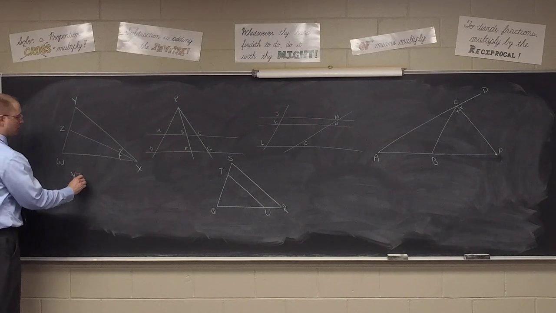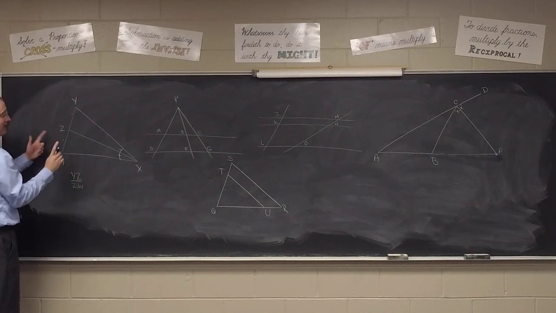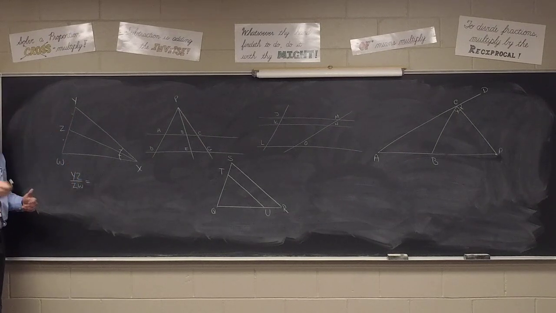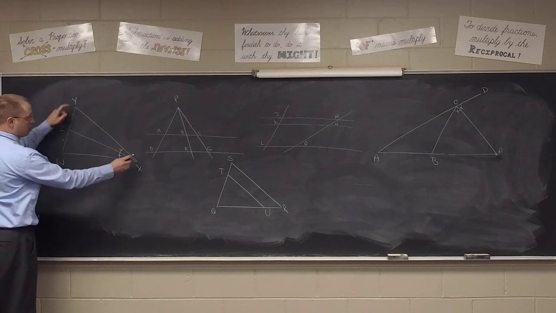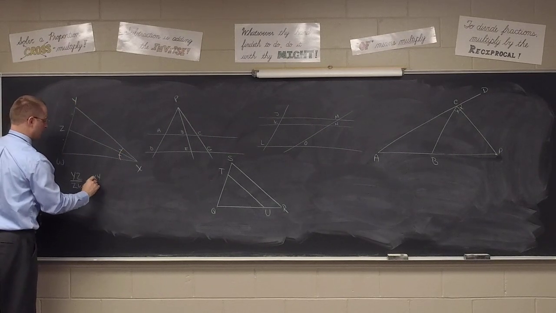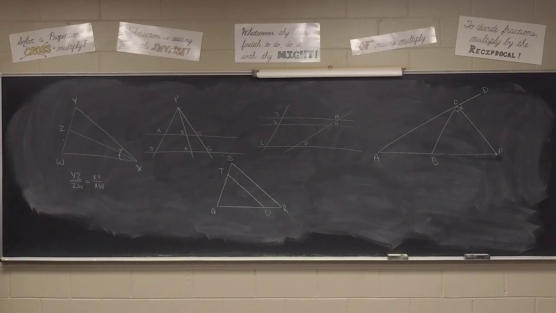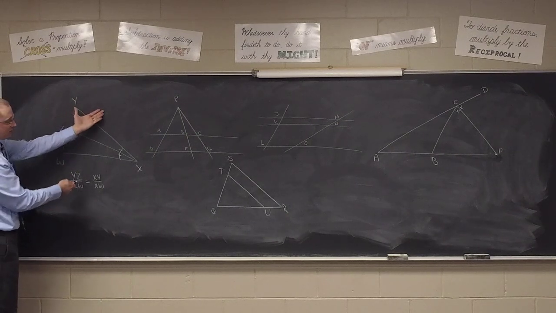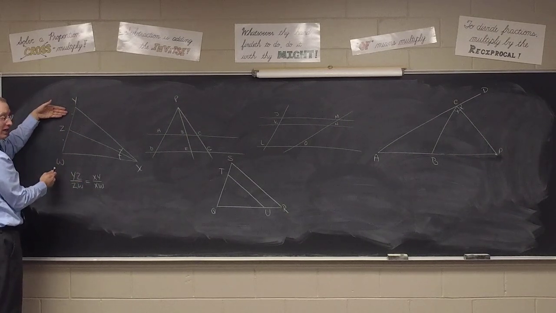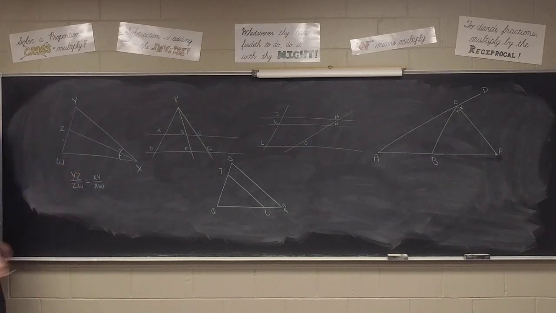YZ and ZW. Right, YZ and ZW. Segment is to segment as, what are the other sides then, Kendall? XY and XW. Good, XY and XW. Again, the alphabetical order may be somewhat haphazard here, but segment is to segment as side is to side. And it does have to be, if you start with the top segment, you have to go with the top side, bottom segment, then bottom side as the consequence. Did we have this proportion?